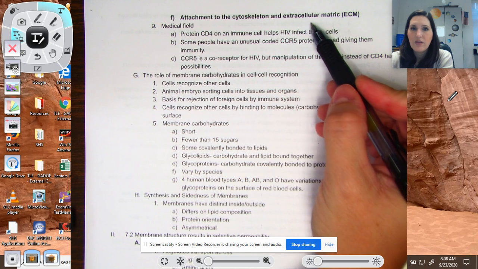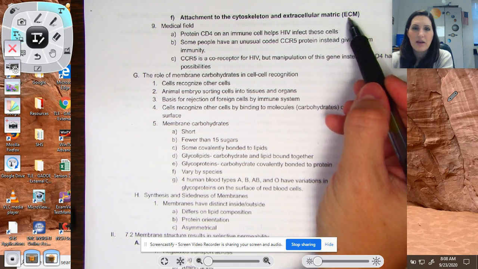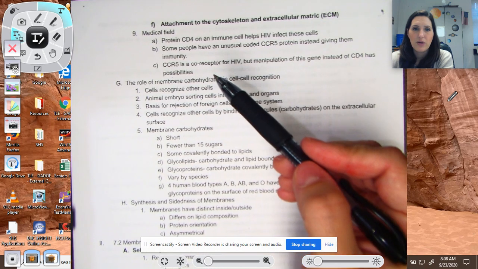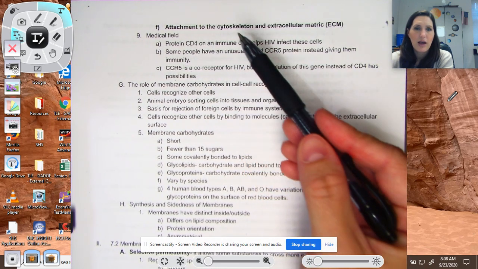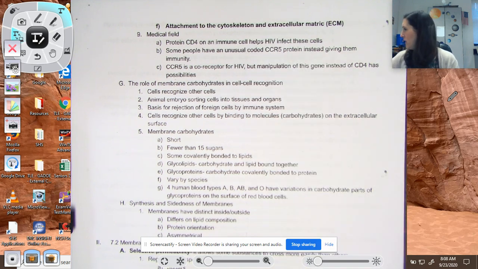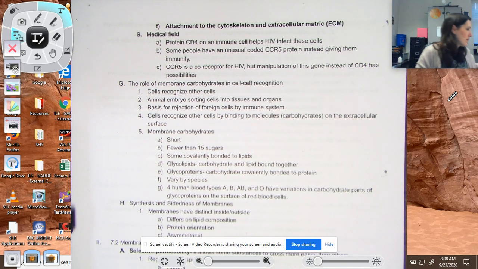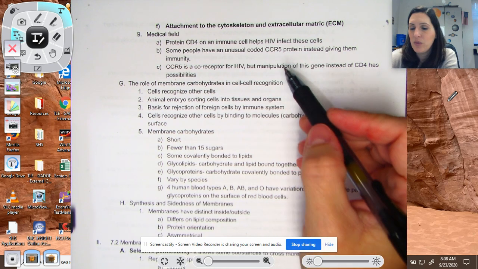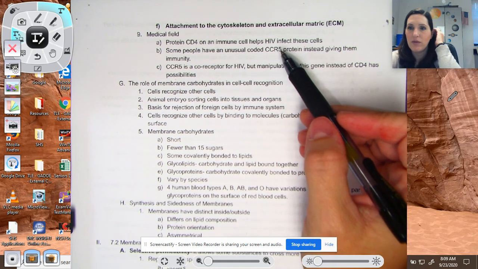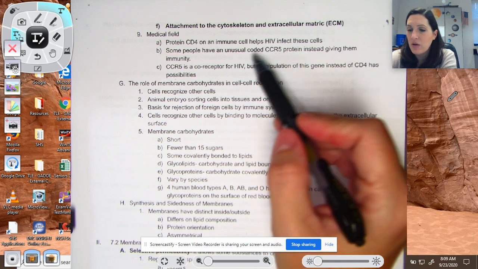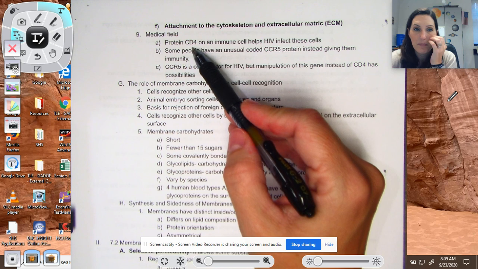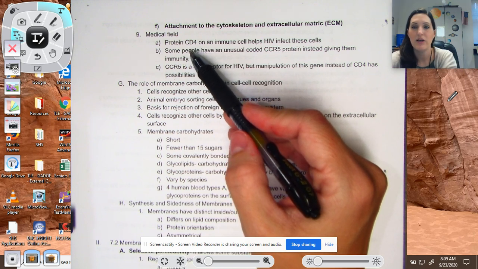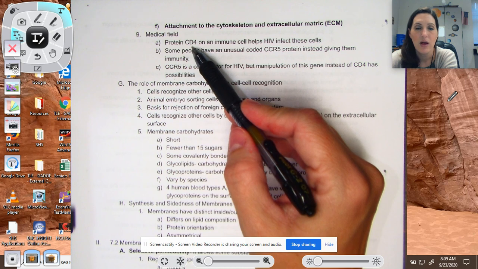Attachment to the cytoskeleton and the extracellular matrix. They label it the ECM. In the medical field, there was a whole big section on HIV. So remember, HIV is a virus, and viruses have to enter a cell in order to make more of the virus. So in your cells, most people have a protein CD4. And if you have CD4, the virus attaches to CD4 and comes in through that protein.